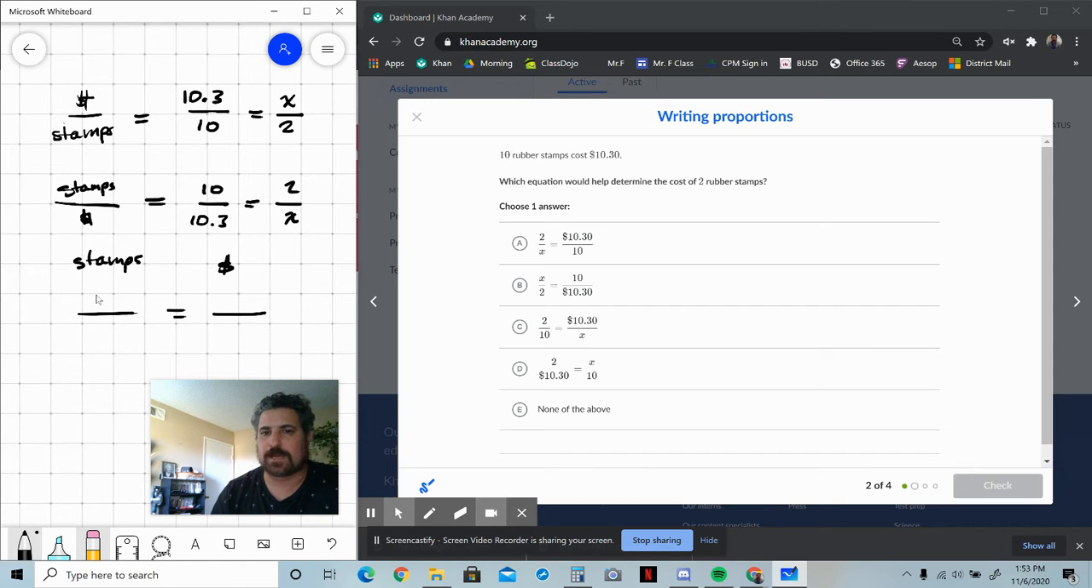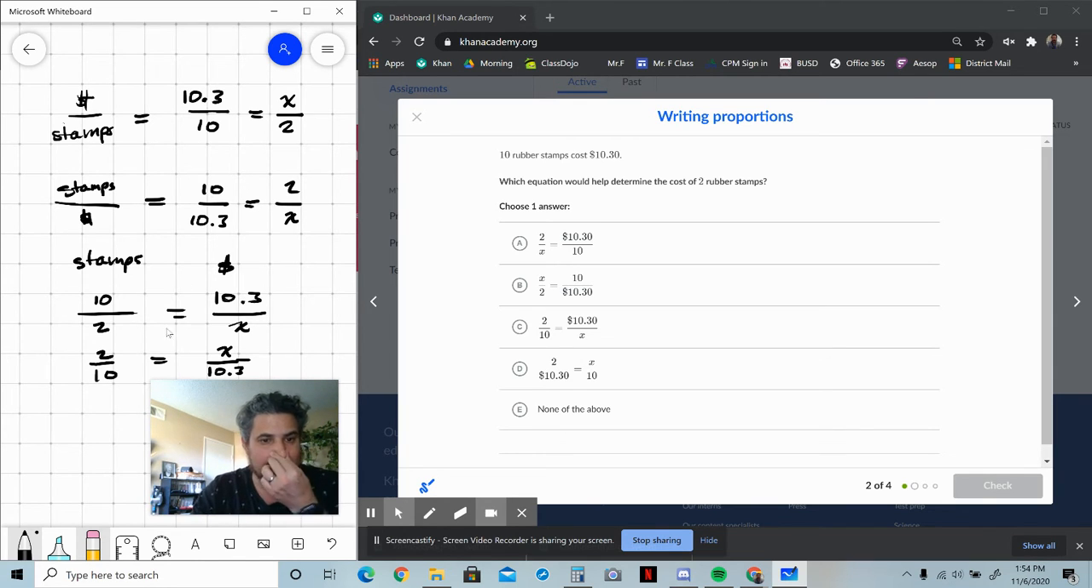In this case, we can see that 10 rubber stamps cost $10.30. So you just want to make sure that the 10 stamps aligns with the $10.30 and that the 2 stamps aligns with the X. So you could think of it like this. That would work fine. Or you could flip it and it would also work fine. So you could do 2 over 10 as long as you had the X with the 2 and the 10.3 with the 10. So all of these would work as an idea of stamps comparison on the left and dollars on the right. And it could work either way, where you have the dollars on the left-hand side and then the stamps on the right. It doesn't make a difference as long as the ratios and relationships are staying the same.